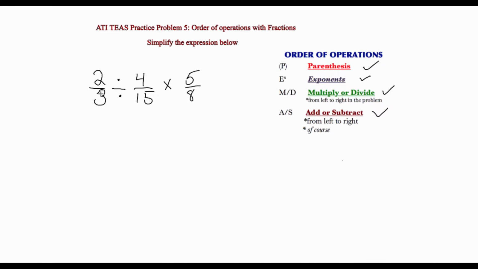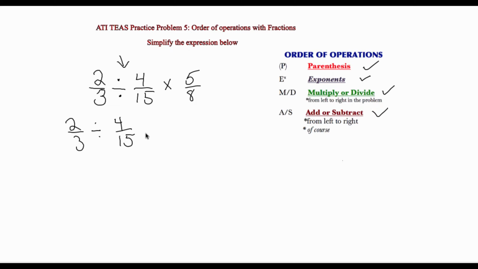Okay. If you look at this problem we have here, and we read it from left to right, we have division first. The PEMDAS rules tell us we will deal with either multiplication or division, whichever comes first from left to right. So it looks like we're dealing with division here. So we're going to do a sidebar and focus on 2/3 divided by 4/15.